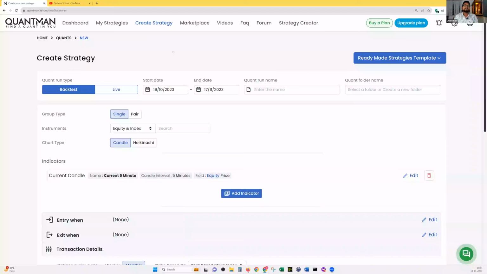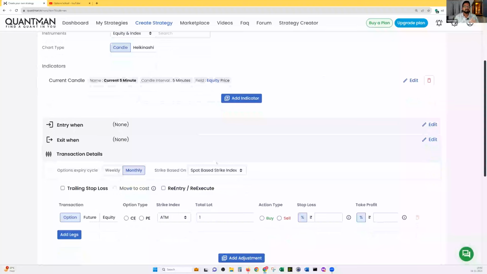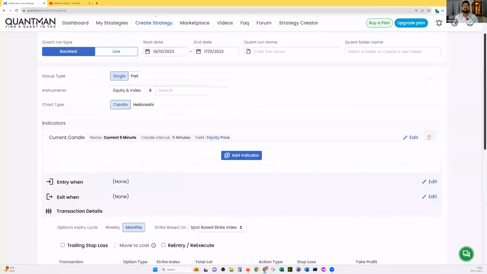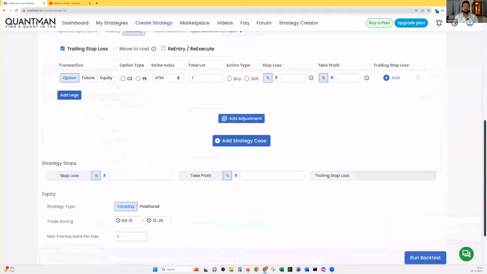So in today's session, we are going to go one step ahead and discuss something where we are going to do an adjustment. First I'll start with adjustments, because adjustments will be used by both option buyers as well as option sellers. Then I'll go ahead with the trailing stop loss, move to cost, re-entry and re-execute. This is going to be the agenda for today's session, because once we're done with that, we'll be able to cover almost everything on the create strategy page.